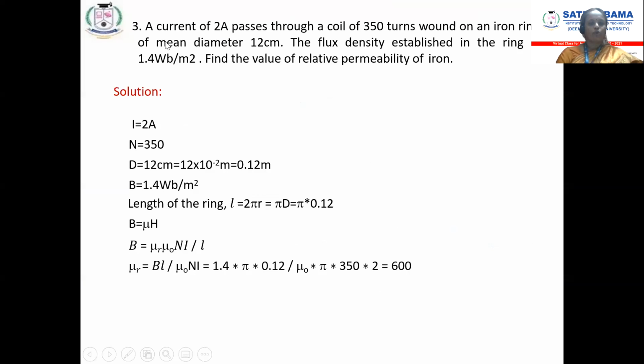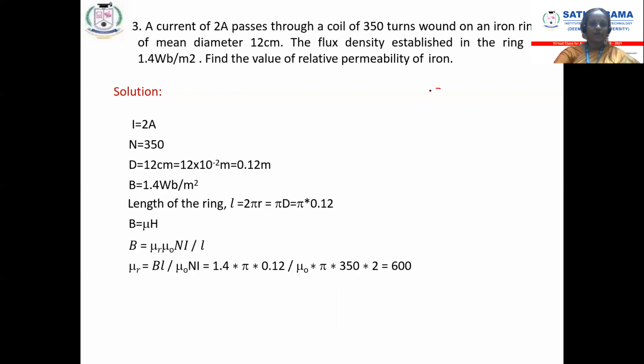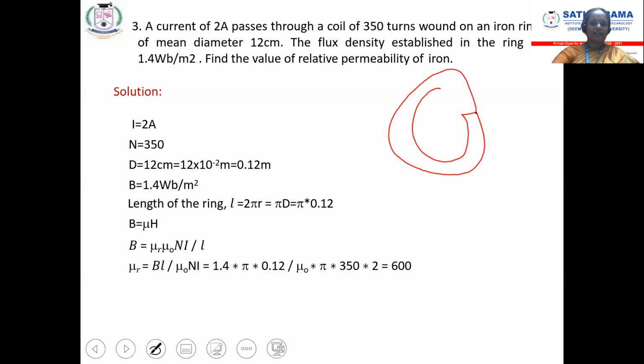A current of 2 ampere passes through a coil of 350 turns wound on an iron ring of mean diameter 12 centimeter. The flux density established in the ring is 1.4 Weber per meter square. Find the value of the relative permeability of iron. I told you already, whenever you are given the statement, try to draw the diagram. It's an iron ring, and a coil is wound around the ring.